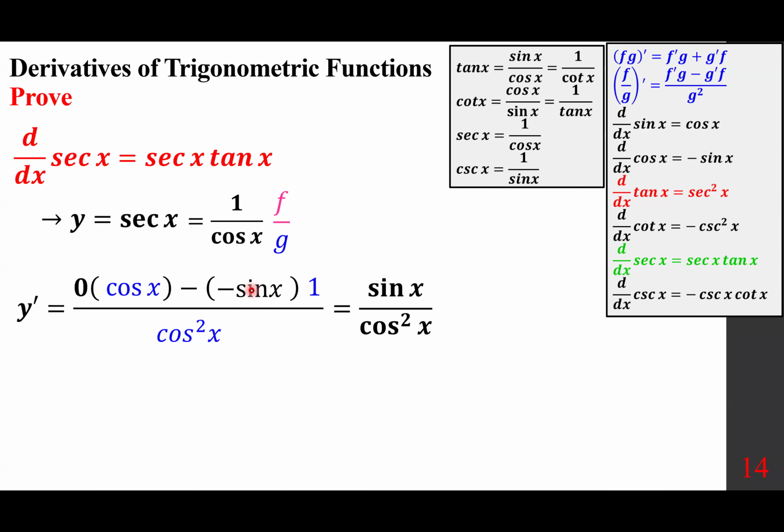So sine over cosine squared. As you recall in trigonometry, sometimes you have to go with certain methodologies to prove identities. You're going to write this as 1 over cosine times sine over cosine. 1 over cosine is secant x, sine over cosine is tan x. And we just proved the derivative of secant x is secant x tan x. I highly recommend you try to prove the derivative of cotangent x is negative cosecant squared, and the derivative of cosecant is negative cosecant x cotangent x, in the same manner.